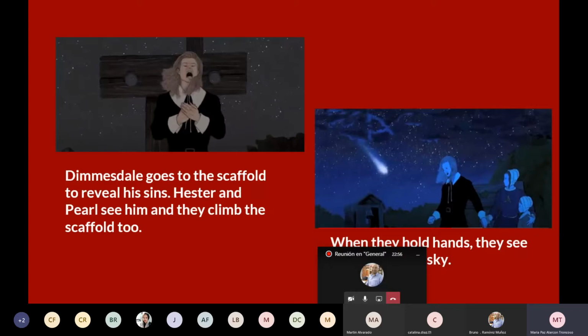And after that, they see Chillingworth on the scaffold. He was watching all of this, and he takes Dimmesdale with him. At this point, Hester realizes that the one who is tormenting him is Chillingworth.